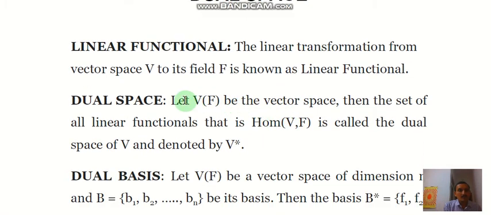Next we define dual space. Let V(F) be a vector space, then the set of all linear functionals, that is, homomorphisms from V to F, is called the dual space of V and denoted by V star. So the set of all linear functionals is known as the dual space of V.